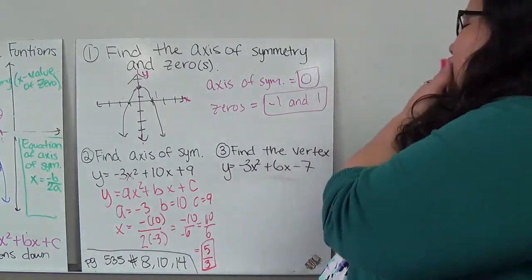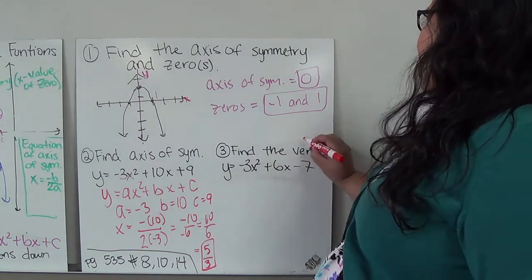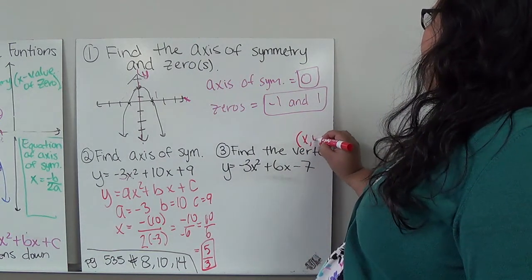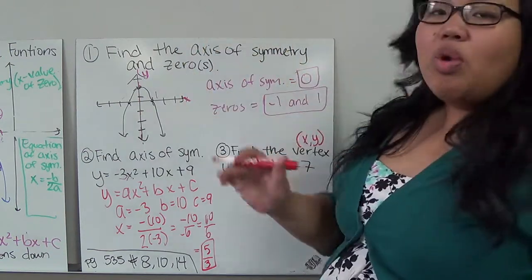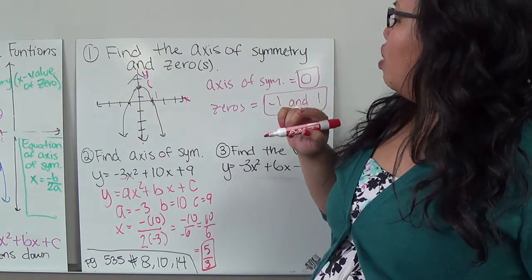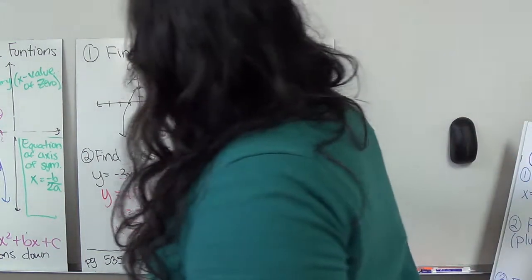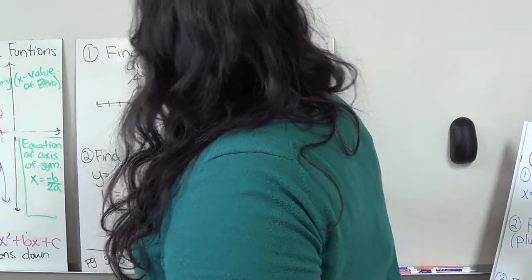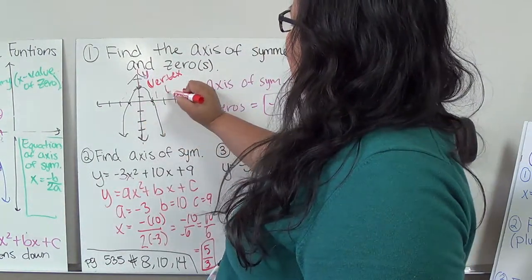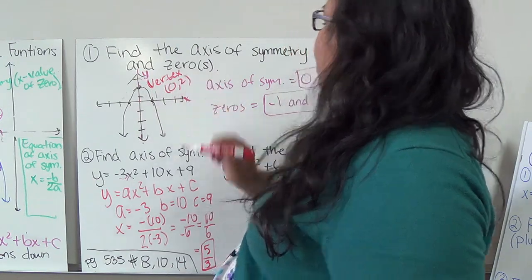So the next one is they want us to find the vertex. So remember, the vertex is not just a number, it's an x and y value because it's a point somewhere on the graph. This would be my vertex. And my vertex here would be 0 on the x and up 2. So 0, 2. That's my vertex.